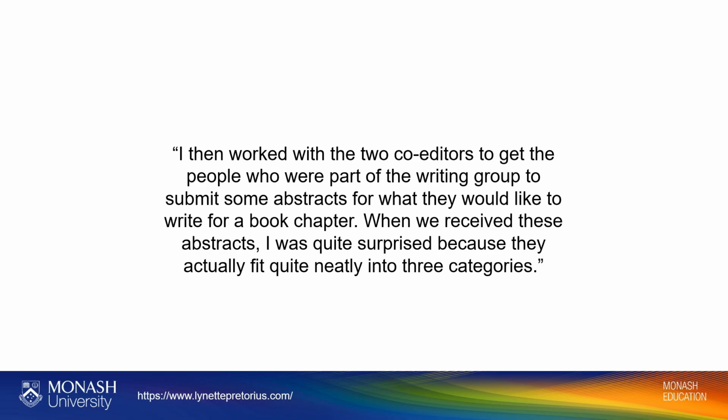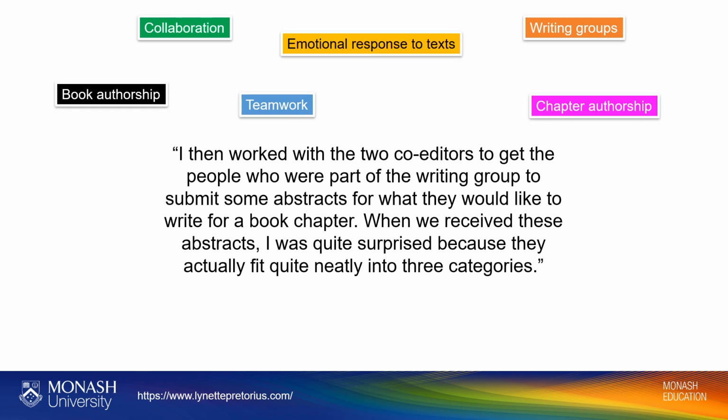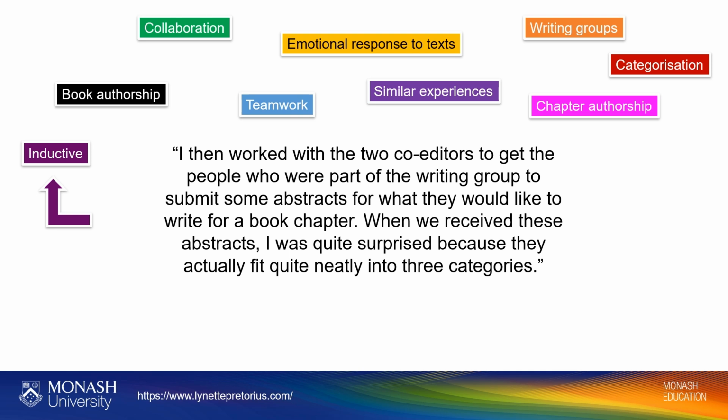As an example, I'll use the coding I did for a recent paper I wrote. This is what my participants said. As I read this quote, I can see several concepts or ideas mentioned, including collaboration, teamwork, writing groups, book authorship, chapter authorship, emotional response to texts, categorization, and similar experiences. These can be considered inductive codes and are the ones I would assign to these sentences. This also highlights that one sentence can have multiple codes because ideas are often complex and interrelated.